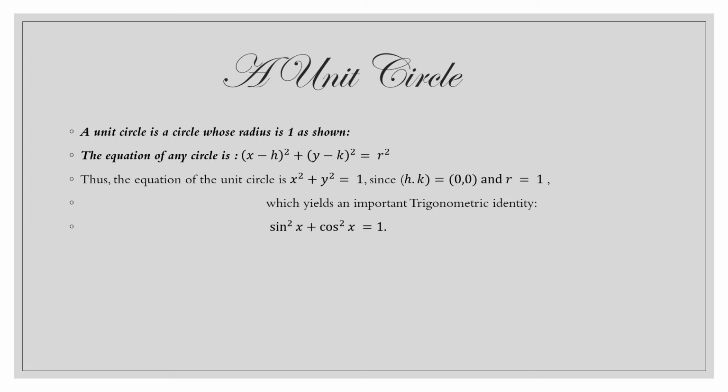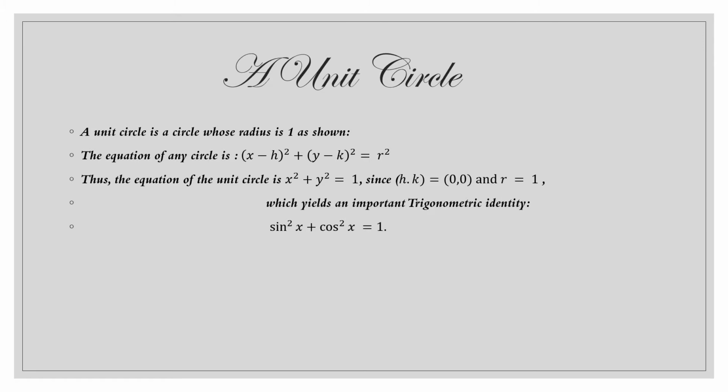Because we know the standard equation of any circle is (x minus h) squared plus (y minus k) squared equals r squared, but here we have the center as the origin and the radius as 1. So that's why the equation of this circle is x squared plus y squared equals 1. And this will give us an important trigonometric identity, which is sine squared plus cosine squared equals 1.